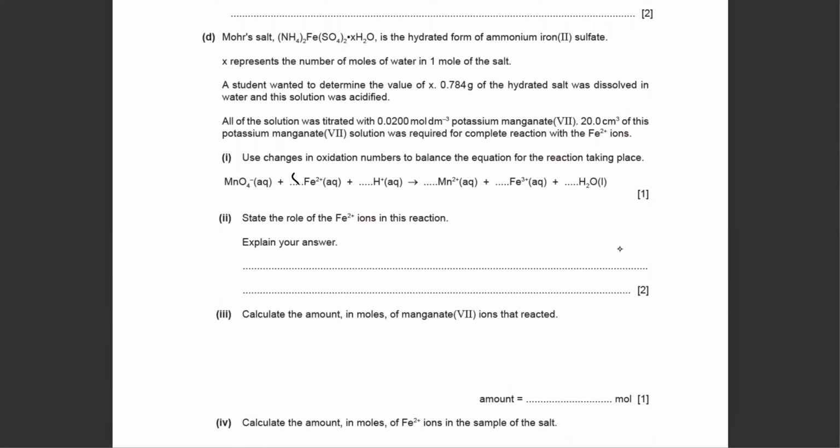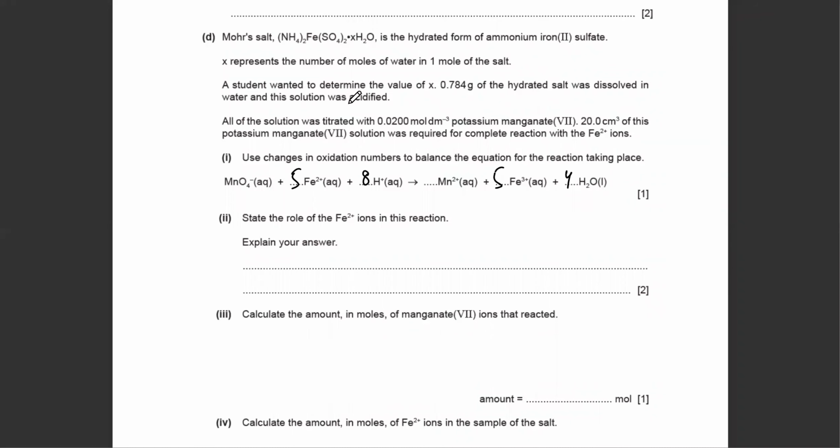You don't know how to balance these equations at the moment, so I'll just balance this equation for you. 5, 8, 4. So okay, it's balanced. Anyways, this is the balanced equation, and he's saying that there's a thing called Mohr's salt. It has NH4 as well. It's got Fe, it's got SO4 as well. So it's ammonium iron(II) sulfate. X represents the number of moles of water in 1 mole of the salt. So we need to find X. A student wanted to determine the value of X. So 0.784 grams of the hydrated salt was dissolved.